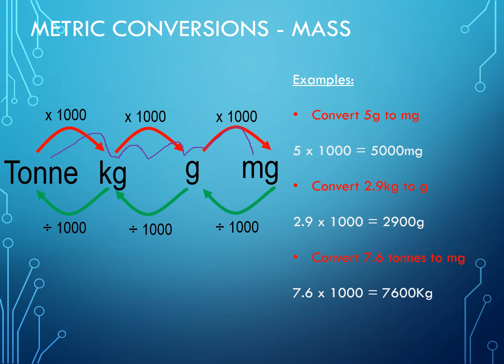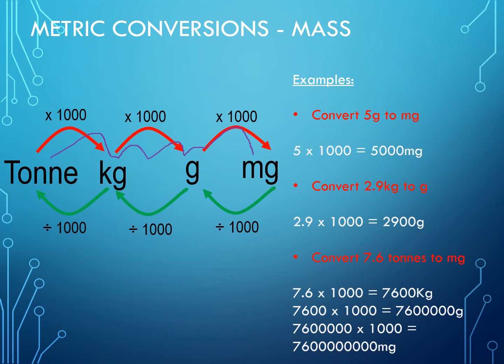So let's start off with 7.6 tons times by 1,000. That's 7,600 kilograms. Times that by 1,000 and we get 7.6 million grams. And times that by 1,000 and we end up with 7.6 billion milligrams. Now, that's a simple way of working it out, but it'll be very, very important just to remember that chart.